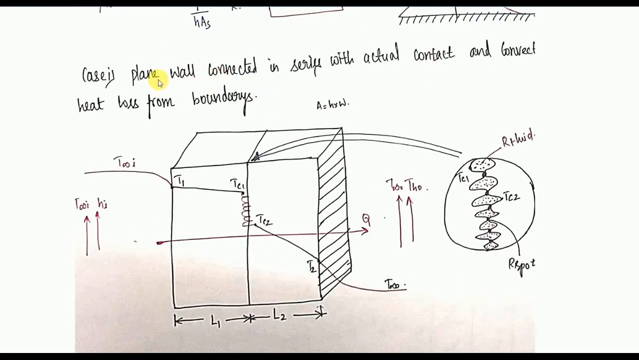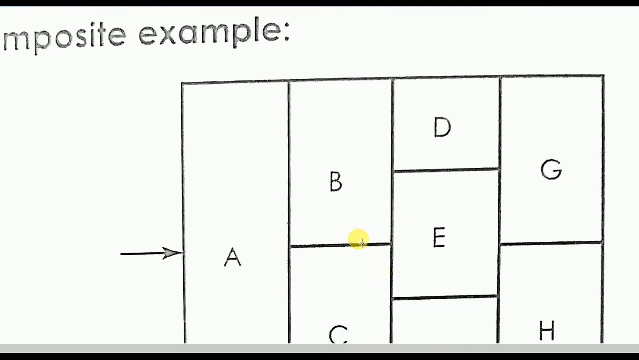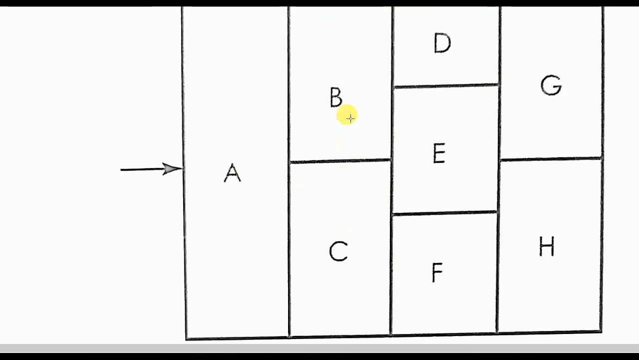And now coming to another important term, that is plane walls connected in series with actual contact. See, this is one plane wall, and this is another plane wall. We are connecting them in series. It is not parallel. Series is like this, one here and one here. Parallel means one here and one entirely alongside. For A, B and C, it is parallel. Sorry, for A, B and C it is series. For B and C only, both are parallel.